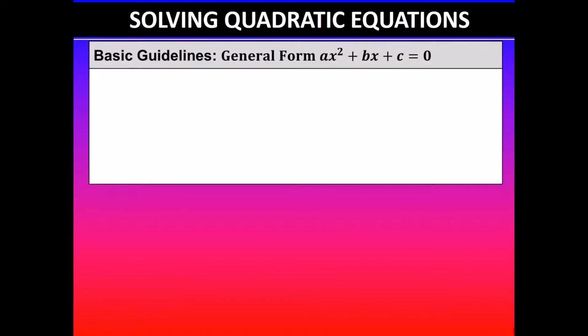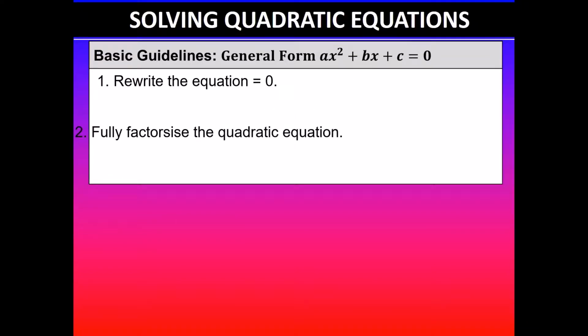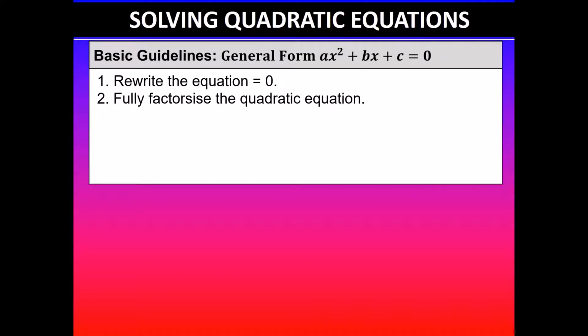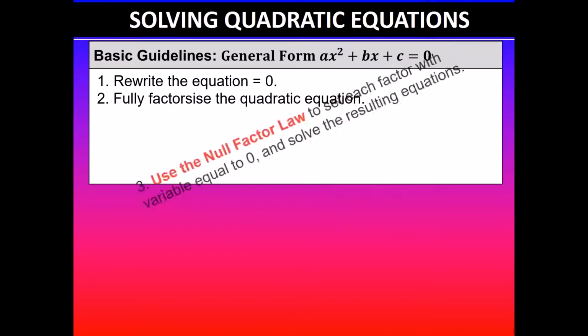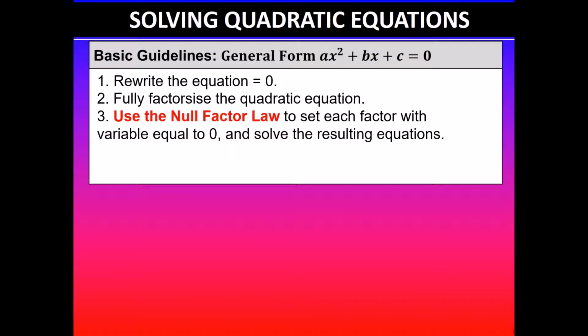When you're asked to solve quadratic equations in the form ax squared plus bx plus c is equal to 0, you will need to follow some basic guidelines. The first thing is you must rewrite the equation equal to 0 if it is not already written in that form. That's a really important step, because we'll then only be able to use the null factor law to solve this quadratic equation. The next thing you will need to do is fully factorize the quadratic equation if it's not already in factored form. And once you have done that, then you can use the null factor law.